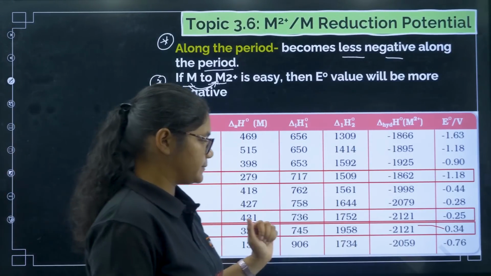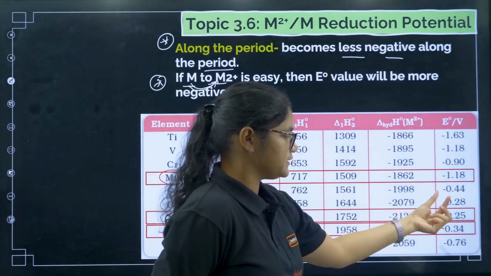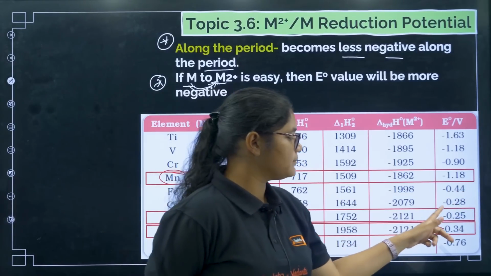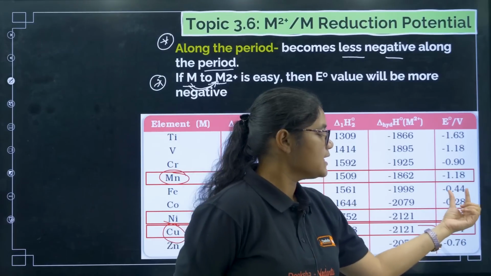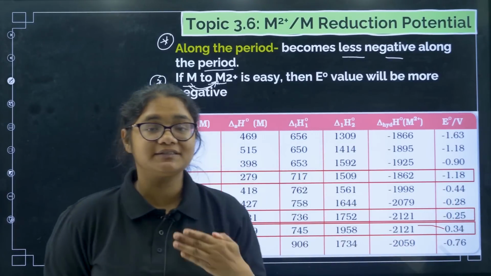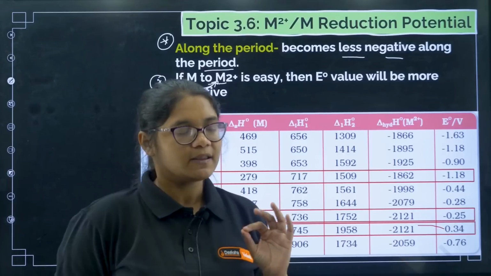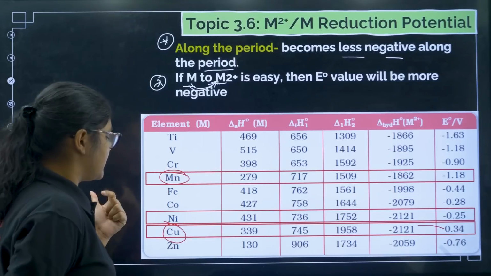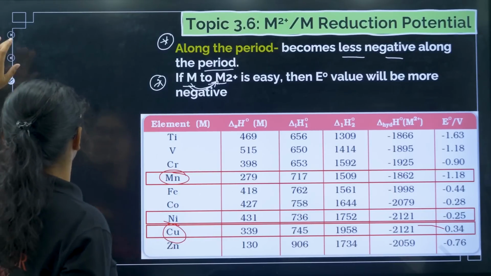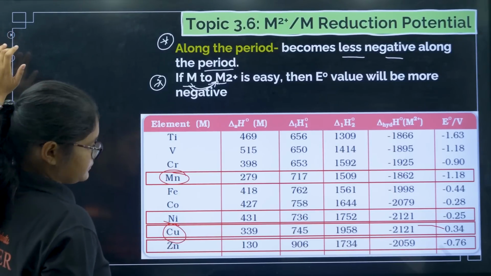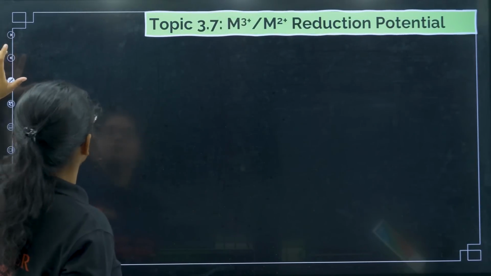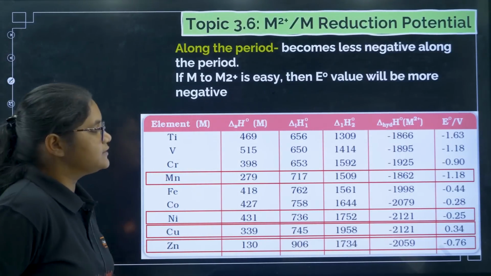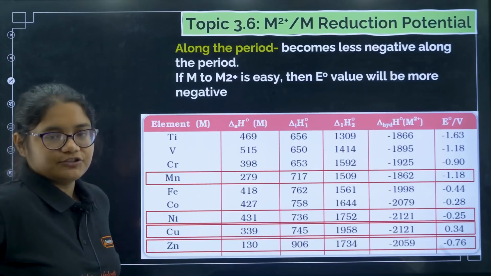For nickel, the exception is that you can see how it was decreasing from -0.44 to -2.8, but after that it became -0.25. So there is very little decrease. How much decrease was expected, that much was not there. So these are the three exceptions present in this table: one is the manganese value, then the Ni value, and then the copper value. Now what can be the reasons for this? Let's discuss.